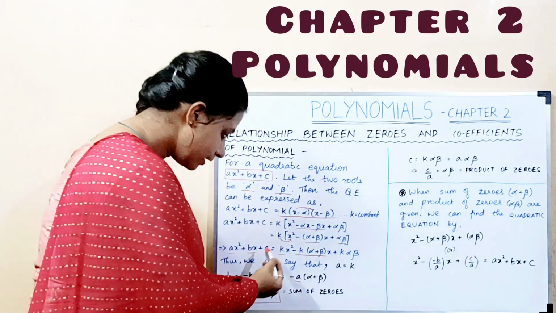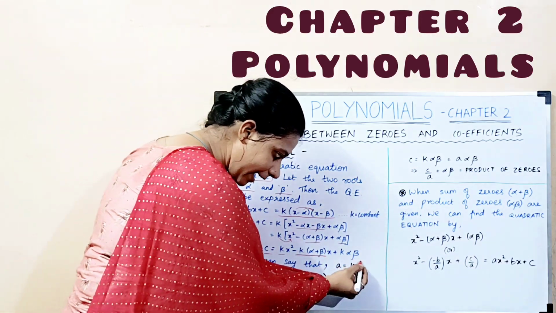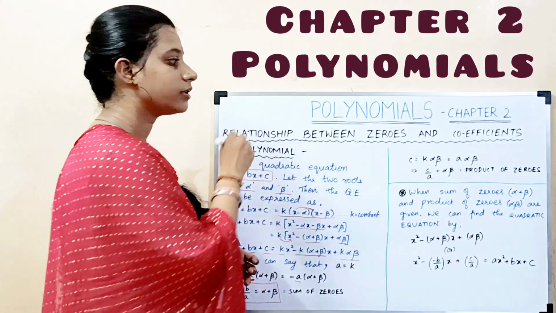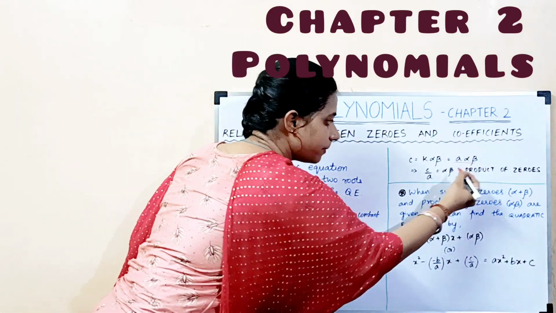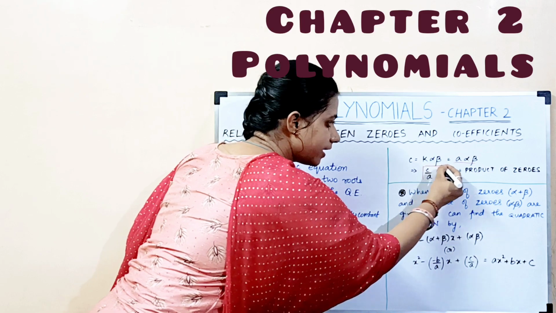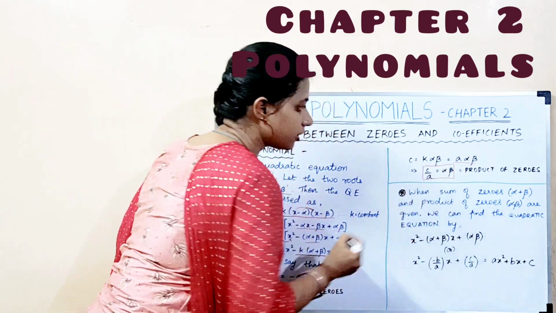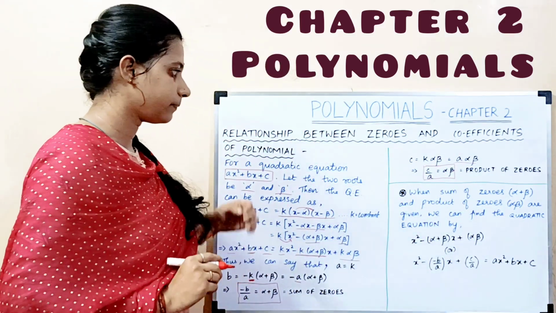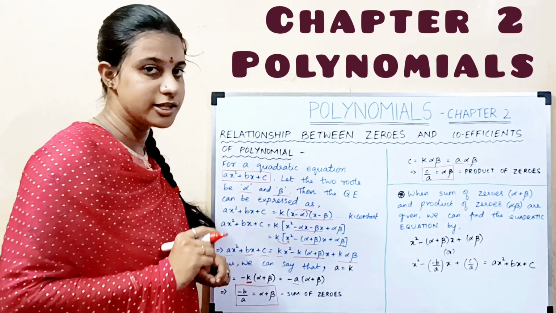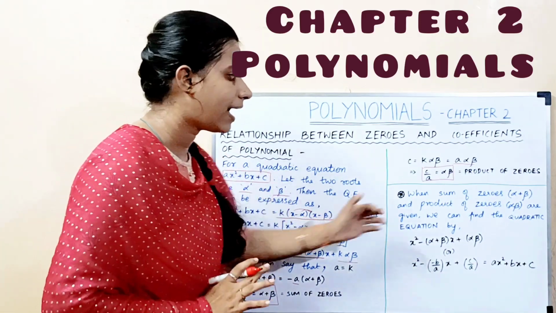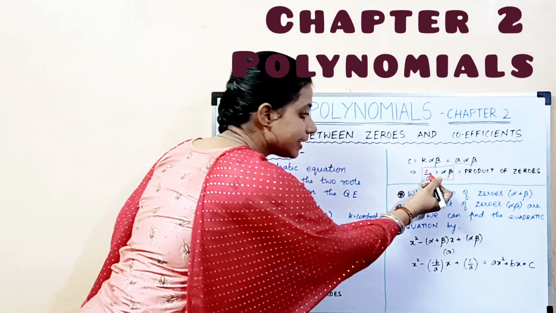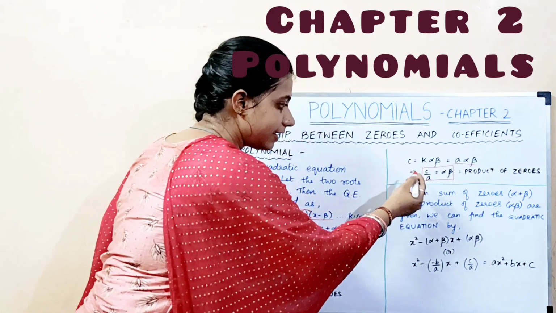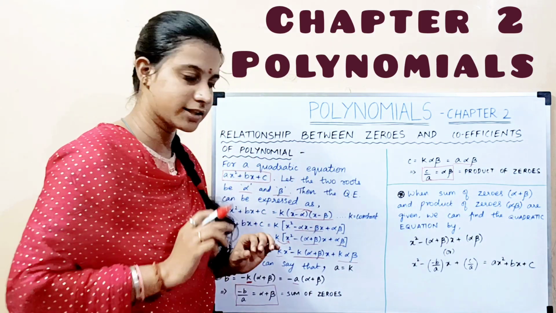Now coming to c is equal to k alpha beta, and again we know that k is a. So we can put that c is equal to a alpha beta. On simplifying we get c by a is equal to alpha beta. And here also we know that alpha and beta are zeros of this polynomial. So alpha beta is product of the zeros, and c is the constant and a is coefficient of x square.